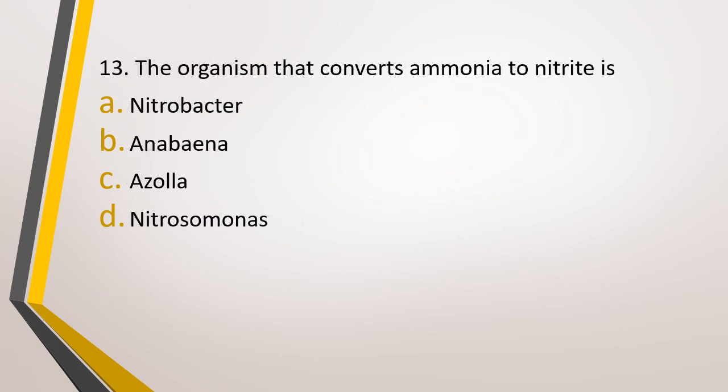Question number 13. The organism that converts ammonia to nitrite is option A, Nitrobacter, option B, Anabaena, option C, Azolla, or option D, Nitrosomonas. Organism that converts ammonia to nitrite is. The correct answer is option D, Nitrosomonas.